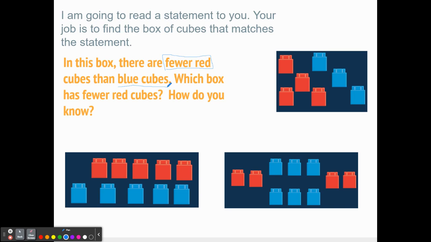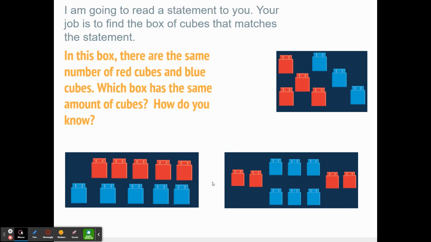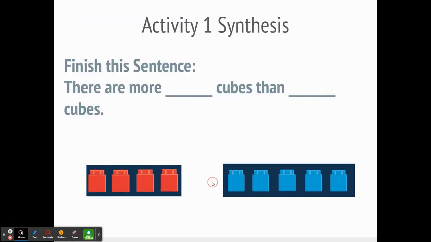Okay? So, the person with the longest hair, I want you to figure out which one has fewer than the blue. And then you allow the kids to talk about it, bring the kids back, and then they should all say that it's this one, and then discuss why. And then there's another example of that.